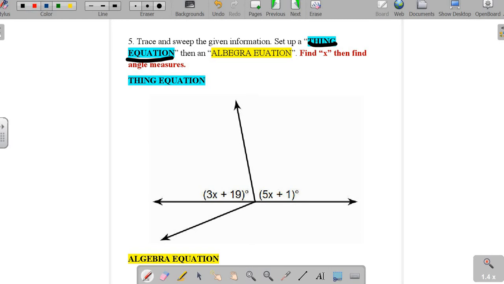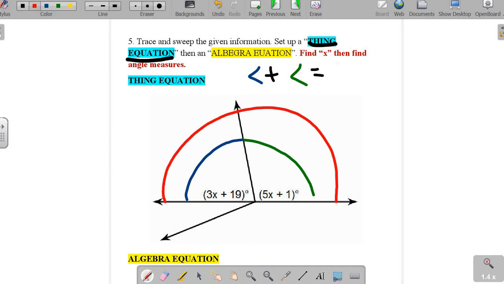A thing equation would look like this angle plus this angle equals that angle. Little angle plus little angle equals big angle. That's called a thing equation.